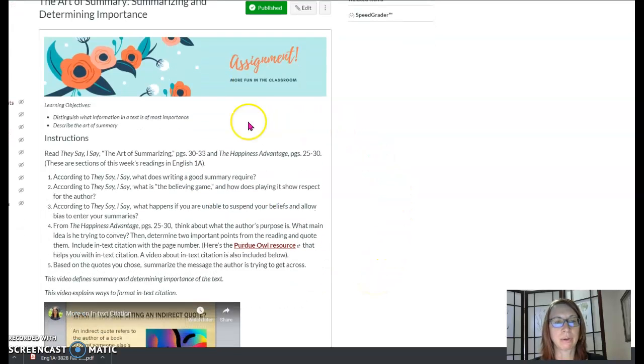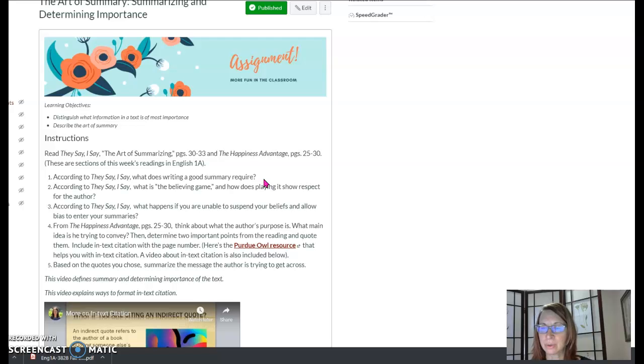So to start out, you're going to be looking at a portion of the They Say, I Say reading and describing what a good summary requires. Let me also read you a definition of summarizing. Readers reduce larger texts to focus on important elements by identifying key points and condensing important information into their own words. So when you're looking at a text, you want to think about what main idea the author's trying to get across, and you're going to convey that when you summarize his writing.